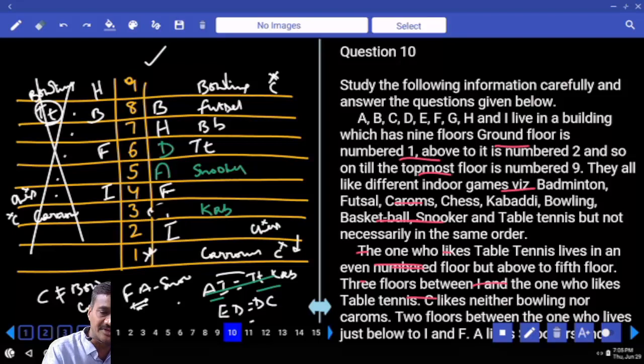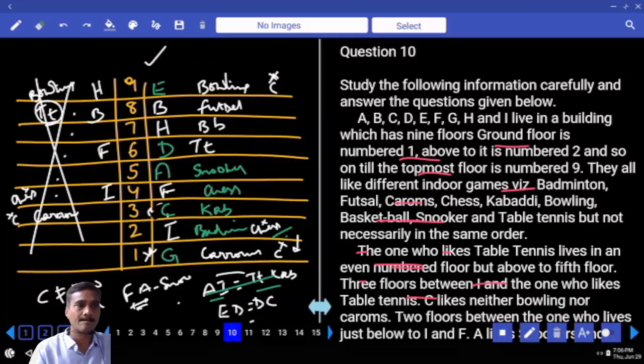And C cannot be on the top floor, C is here, E is here. And the person left over is G, who must be at this place. And chess cannot be at this place, chess is here. Now if chess is here, tell me what is the other game left over? Badminton must be on the 2nd floor.